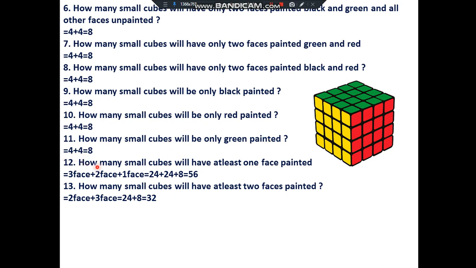Next question: how many small cubes will have at least 1 face painted? At least 1 face painted means you should include 1 face painted, 2 face painted and 3 face painted. We have already found these in previous questions. So add all 3 and you will get 56. That is 3 face painted, 2 face painted and 1 face painted, which is 24 plus 24 plus 8, which is 56. How many small cubes will have at least two faces painted? We have to consider two face painted and three face painted. On adding up, you get 32 as the answer. Hope you understood this question.